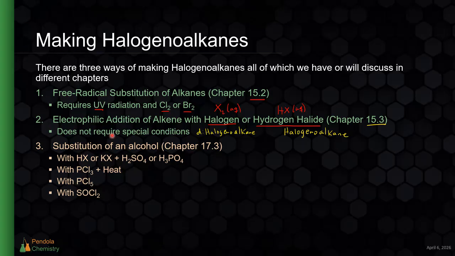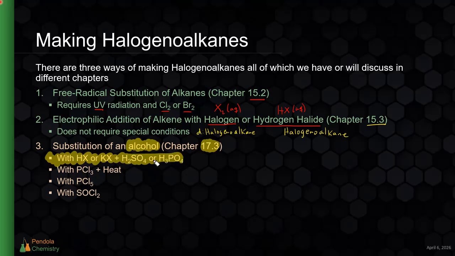The other type of reaction that can make halogenoalkanes is a reaction of alcohols, meaning that we have not yet seen this reaction because the alcohol chapter is 17. So in chapter 17.3, we'll look at the reaction of alcohols with either a hydrogen halide or potassium halide plus sulfuric acid or phosphoric acid. That's one reaction that will turn an alcohol into a halogenoalkane.